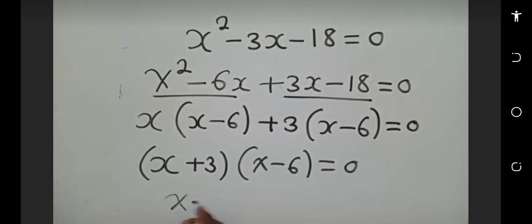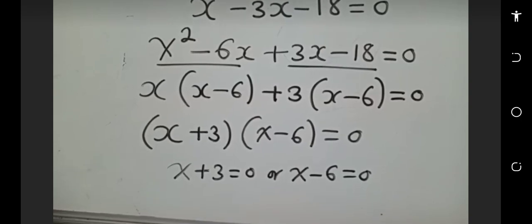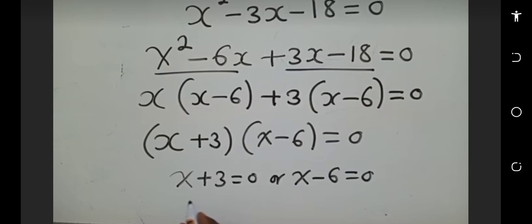Next we shall say x plus 3 is equal to 0, this one. The other one, x minus 6, is also equal to 0. We have got two equations, okay? Here we're supposed to put 0. We've got this equation and this other one. So what we're going to do here is to just say x is equal to negative 3. The other one is x is equal to 6. So these are the two values of this quadratic equation.